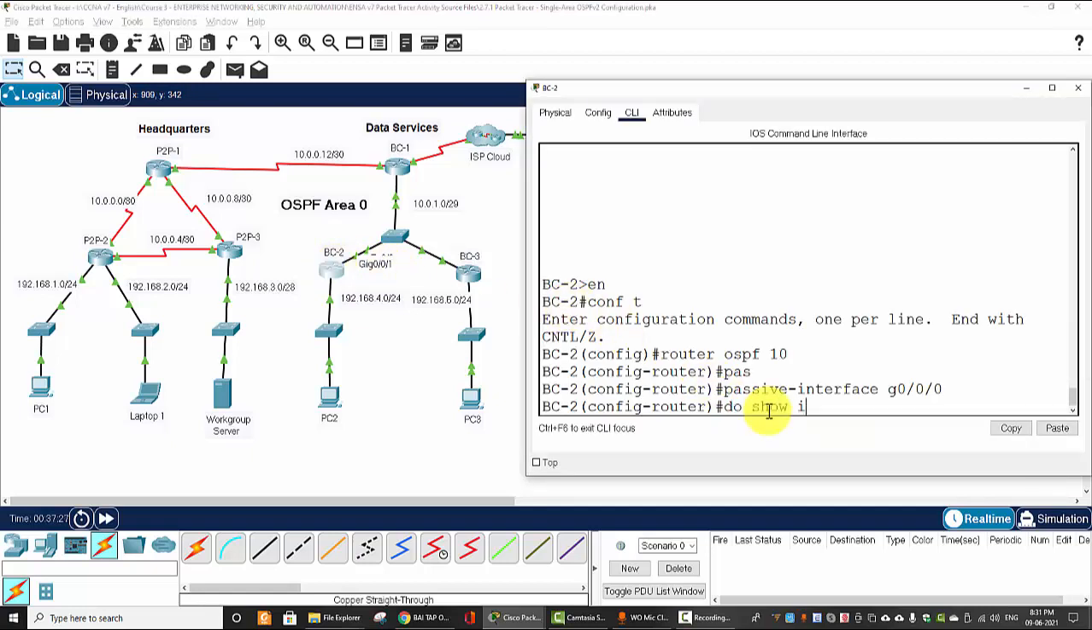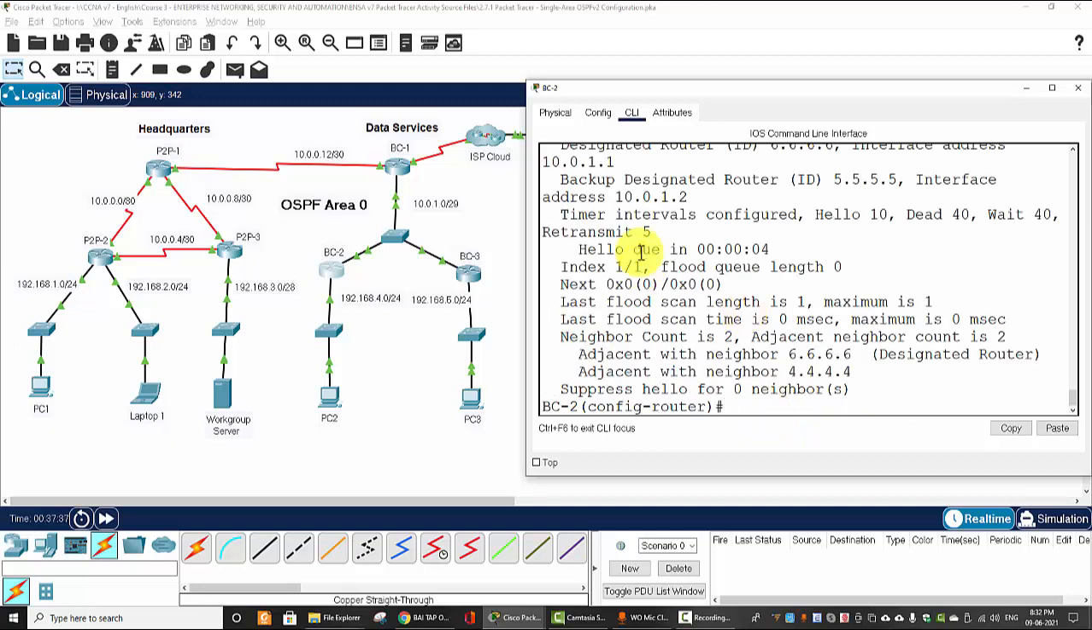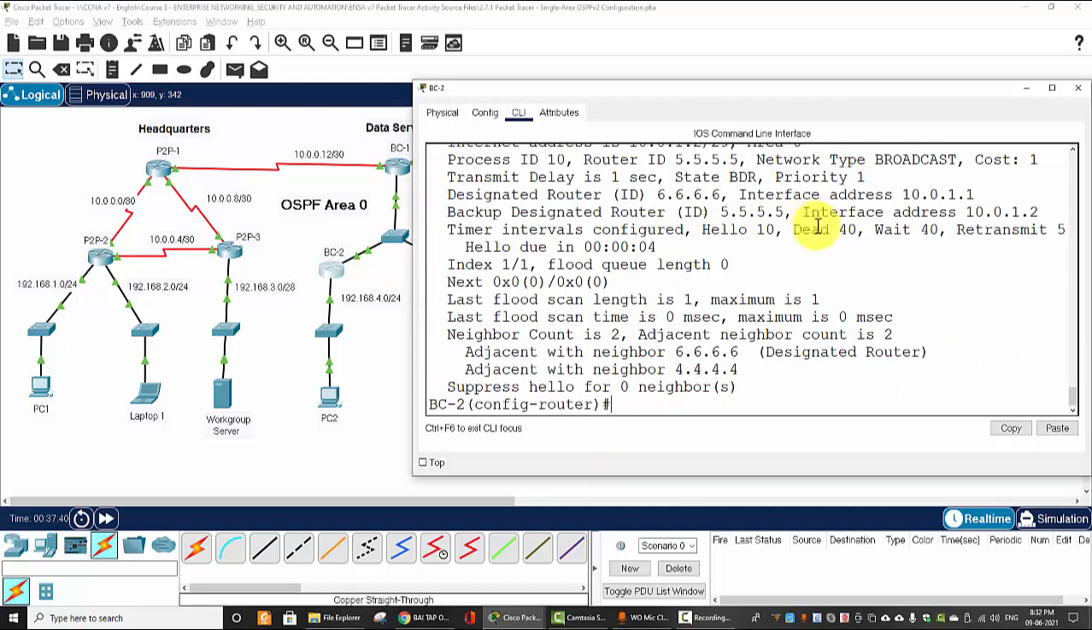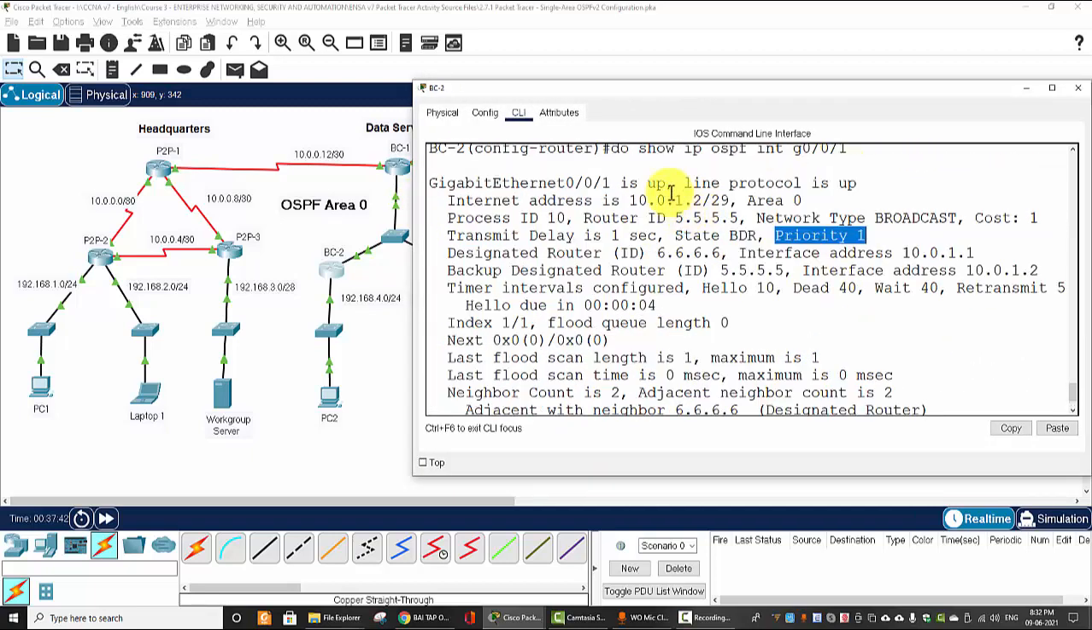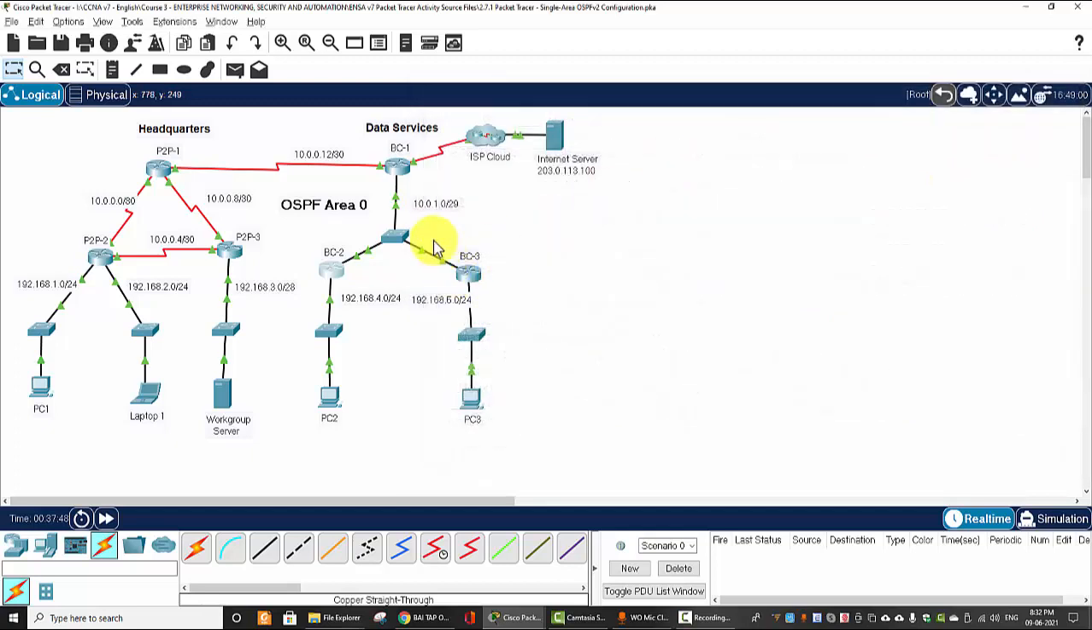To show IP OSPF interface, we get that the priority of this interface is 1. So now we will change the default value on this interface for BC1, so that BC1 will always be the designated router. I will change it to number 2.